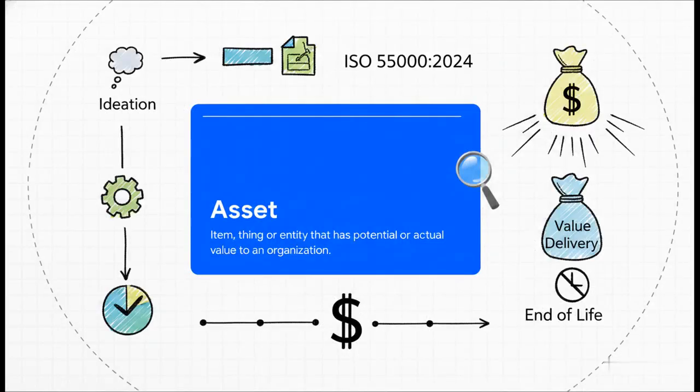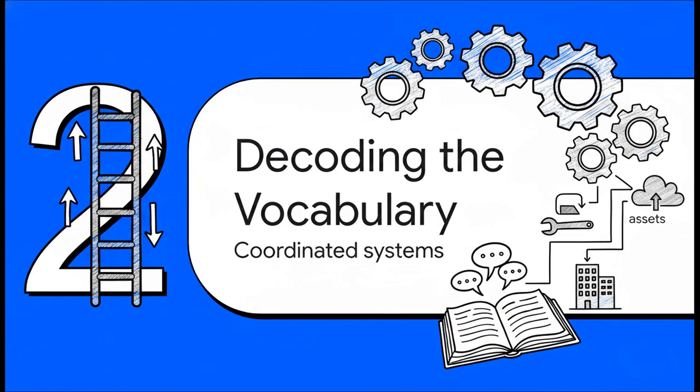So the crucial takeaway is basically this. An asset is defined purely by its ability to deliver value, either potential or actual value to an organization. It's not so much about what a thing is made of, right? It's about what it does over its entire life cycle. From that very first spark of ideation all the way to the end of its life, an asset is simply a vehicle for value.